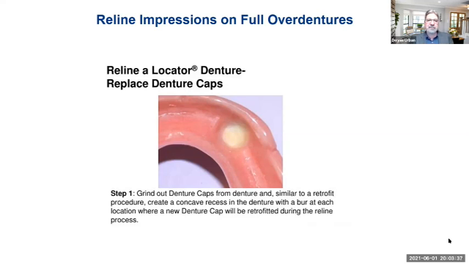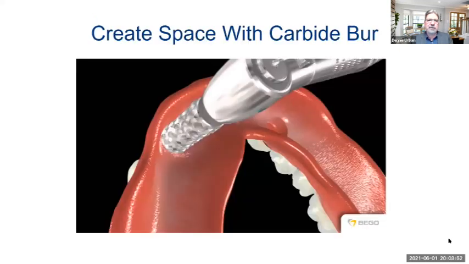So this is what I recommend. Grind out the denture housings or the denture caps from the denture, and you want to retrofit this denture. You're going to take a new impression over new housings and new attachments. So this is what I'm going to do first. First, we're going to create space with a carbide burr and get those housings and attachments out of the denture.